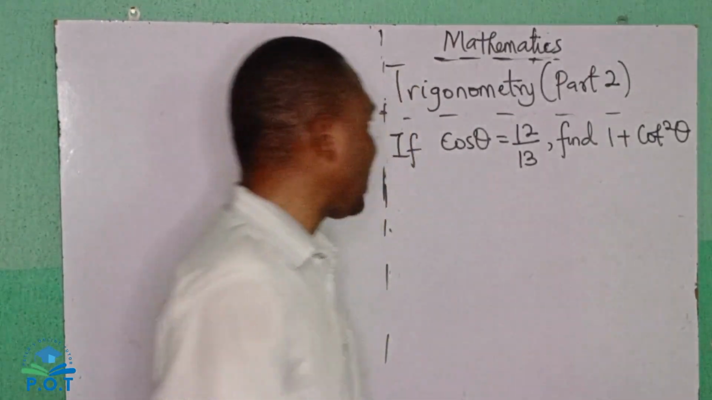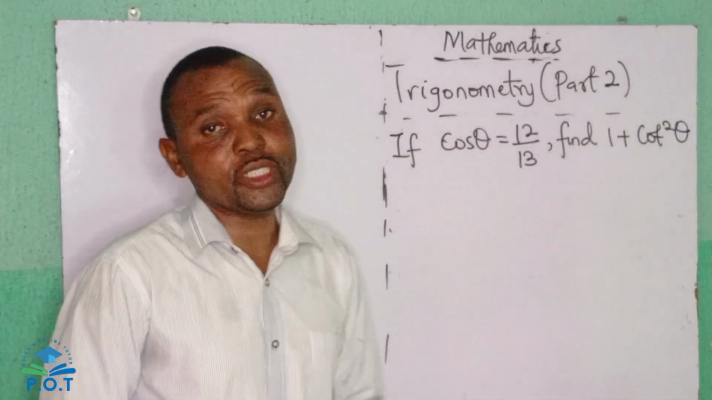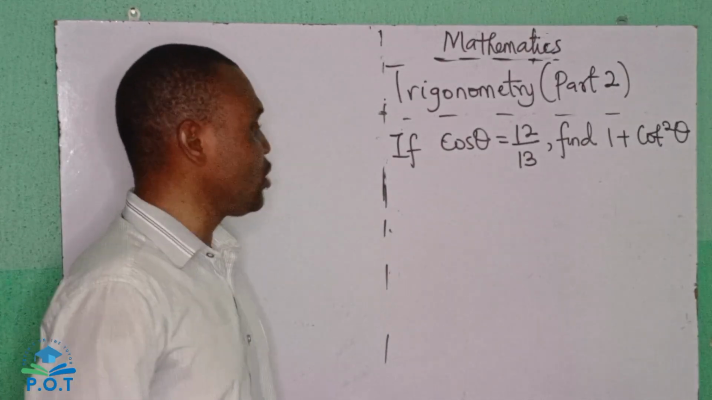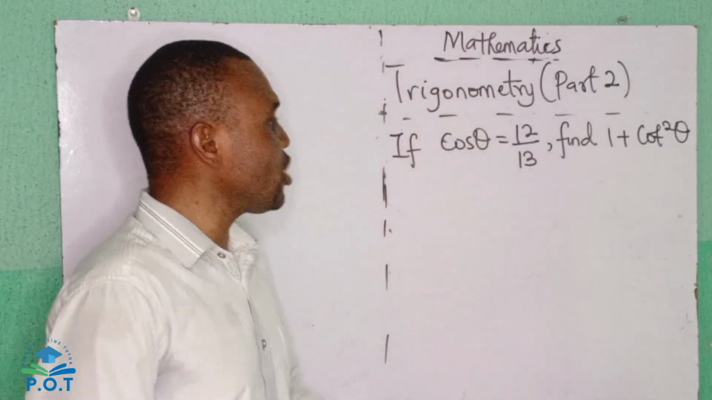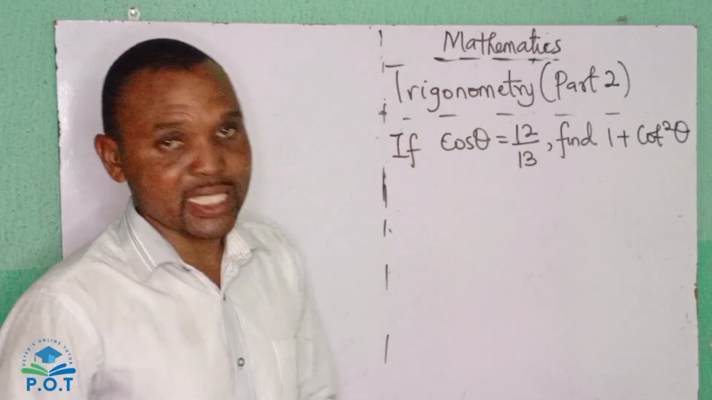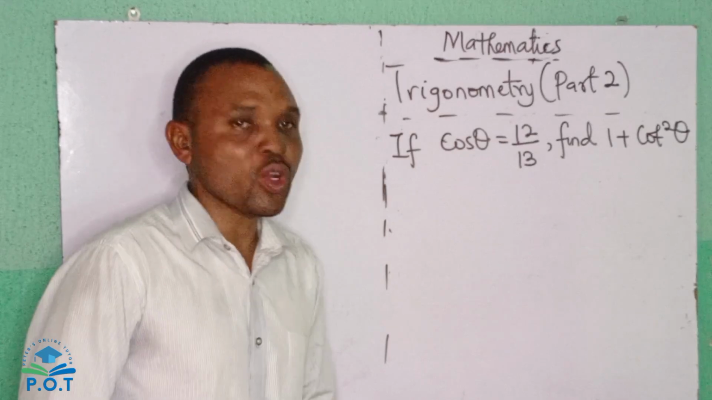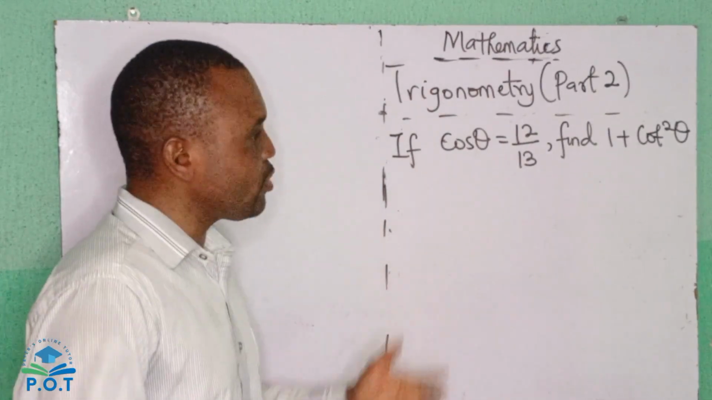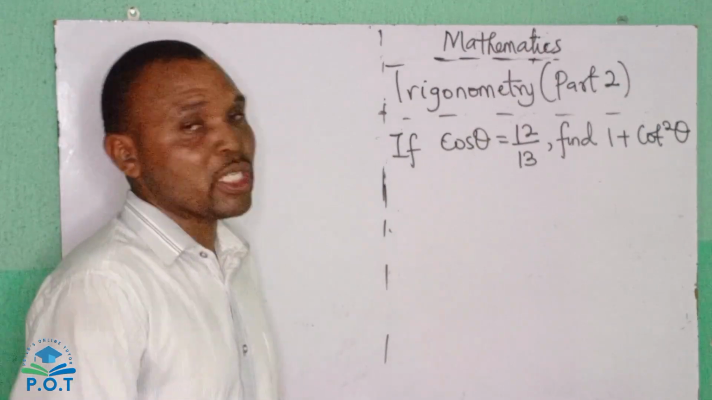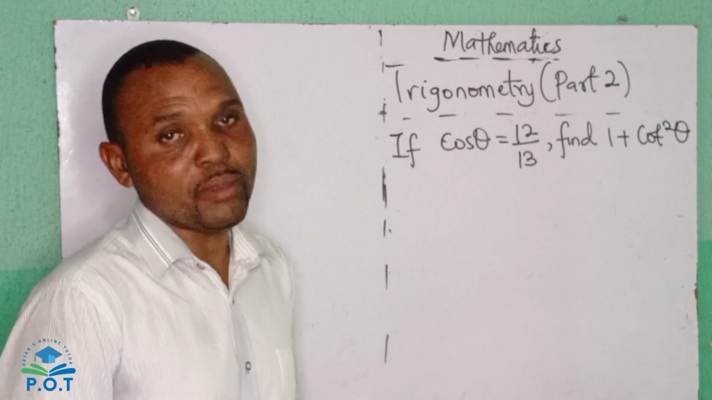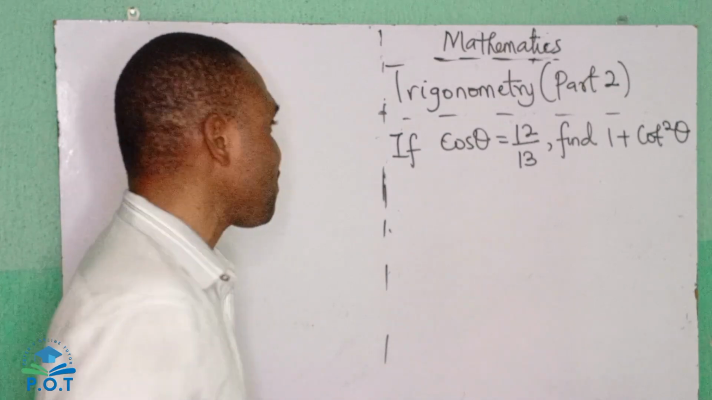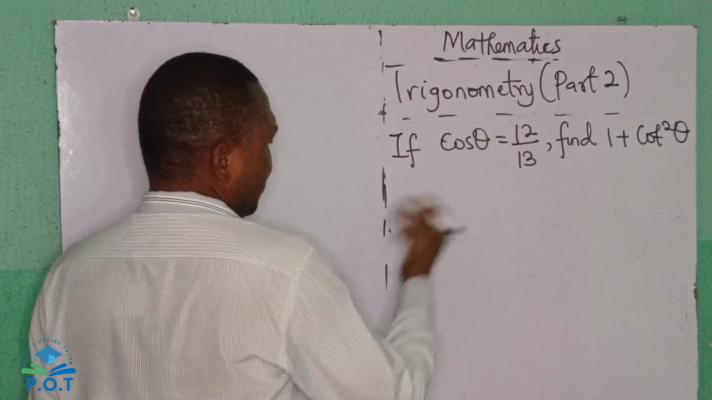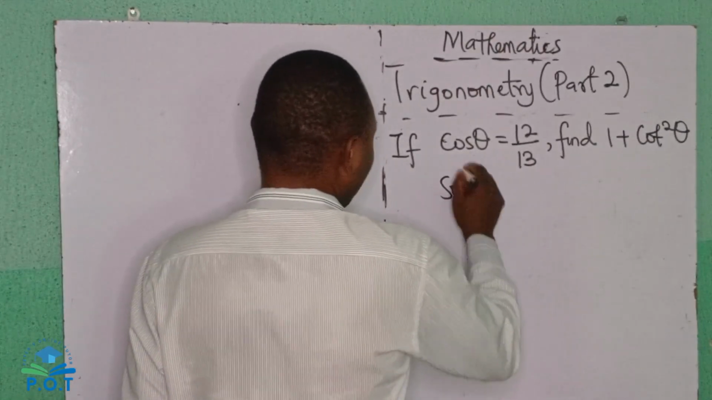Today we shall be looking at trigonometry part 2. Now there's a question for us on the board. It reads, if cos theta equals 12 over 13, find 1 plus cot squared theta. Before we go on to solve this particular question, I want to quickly introduce us to trigonometry identities. Now, if you look at cot squared theta, let me start with the solution.